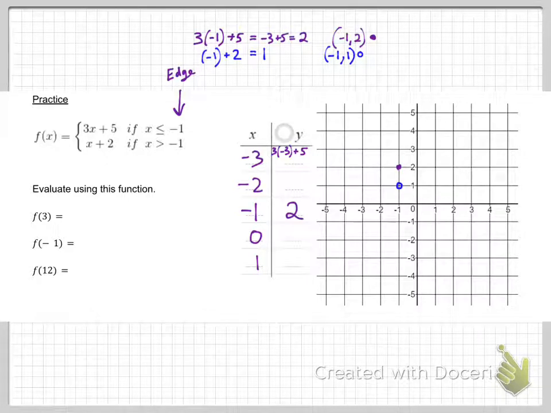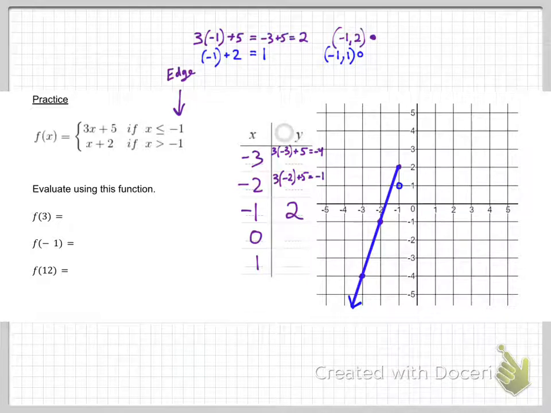Notice real quick, when plugging in negative 3, negative 3 is less than or equal to negative 1, so I'm going to use the top function. And when I do that, I get negative 4. So I plot the point (negative 3, negative 4). Again, negative 2 is less than or equal to negative 1, so I'm going to use the top function again. And we get (negative 2, negative 1). Notice that all 3 of those purple points are part of the same function, so I'm going to connect them and draw a line with an arrow to the left.